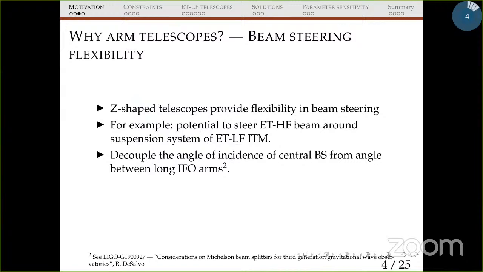Another factor to consider is that telescopes in the arms will allow for greater flexibility in terms of steering the beam. This is particularly important for ET, as ET consists of co-located detectors. Telescopes in the arms offer the ability to steer the HF beam away from the suspension chain of the low frequency ITMs.